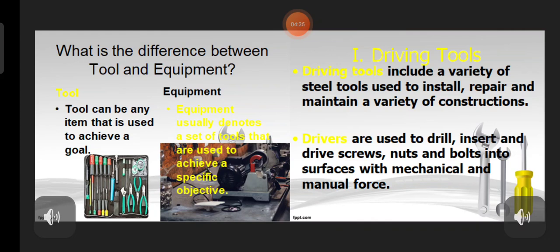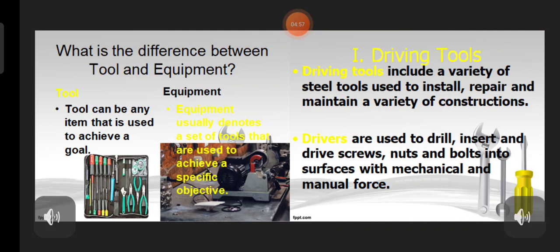In summary, tools are handheld or manually operated devices used for specific tasks. Equipment refers to larger, more complex systems used to perform specific functions, and machines use power to perform work such as moving or processing materials.